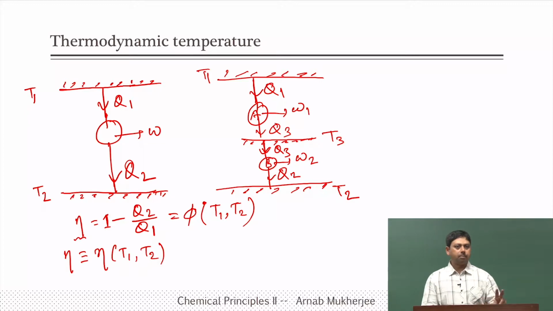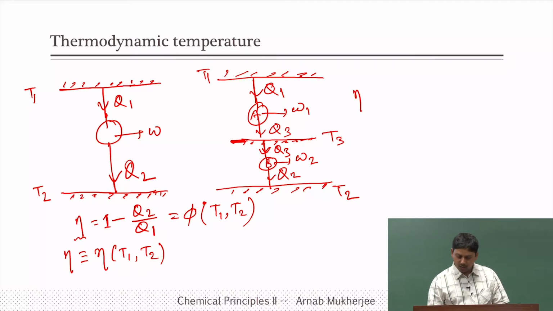So, what we have done is that we have replaced one engine by two engines, and there is a temperature reservoir in between the T1 and T2 temperatures. Okay. Since the heat cannot escape, it takes in and gives the same amount of heat to the next engine. So, now this is a combined system.